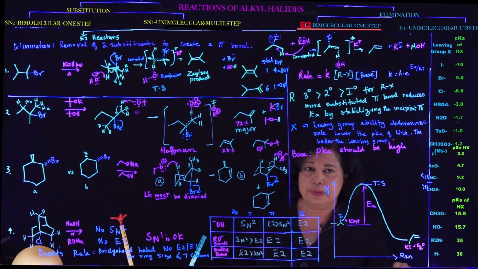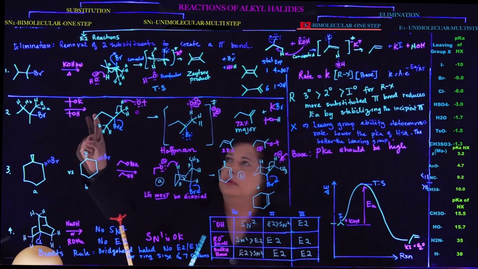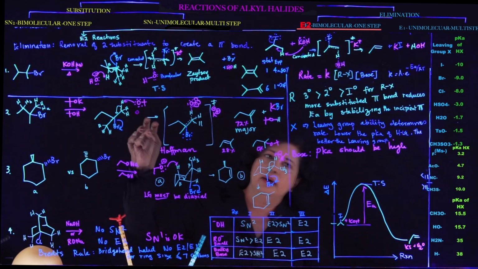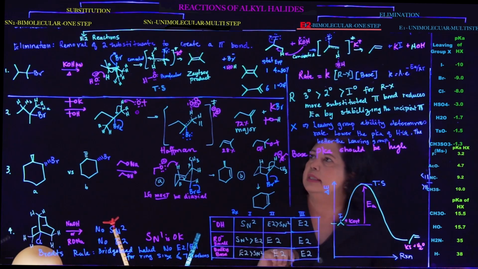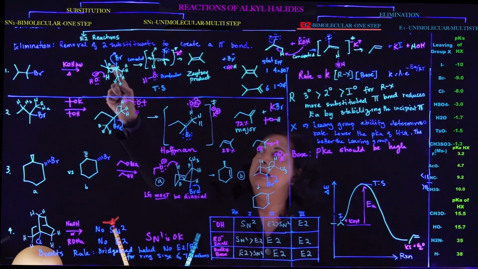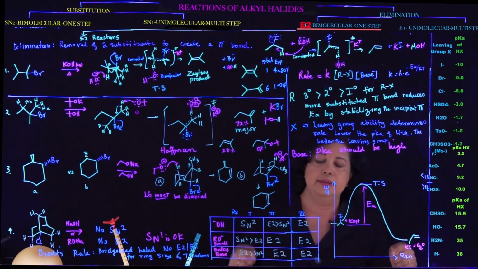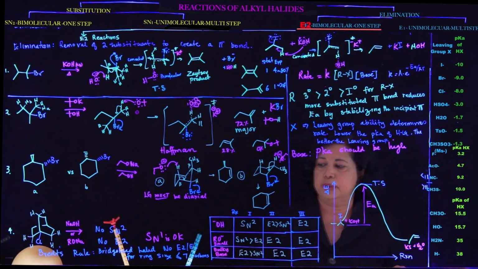Second thing is the size of the base. If the base is going to be very bulky and big, then it's going to pull off the proton that is more accessible on the beta carbon that is less substituted. If the base is smaller, then it would go for the one that's more substituted to give you a more substituted alkene. So there are two competing things here: sterics versus the basicity. If the base pKa is high, that's good, it's going to be fast. However, sterics play a role in which direction the pi bond is going to be formed.